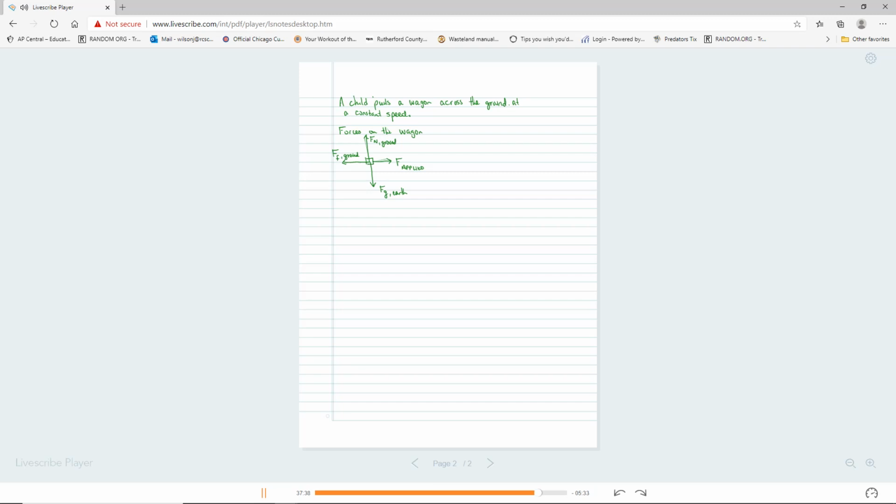How are we doing out there? Good. Okay? And then, of course, the normal force from the ground: wagon pushes down on ground, ground pushes up on wagon. So far, so good? Yeah. Okay. All right. Now, these can get as complicated as you need them to be. All right?